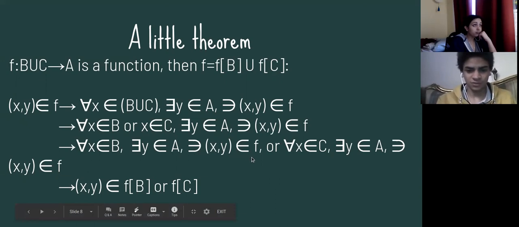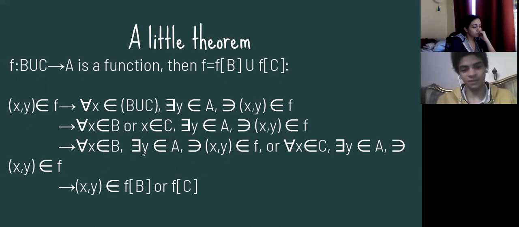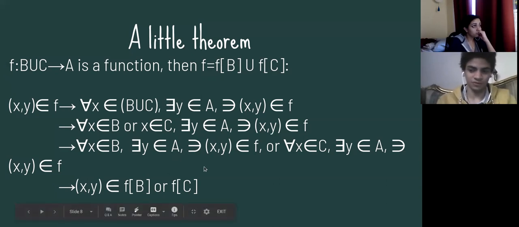If you look at this part, this is exactly the definition of the restriction of f to b. That is, for all x belonging to b, there exists y belonging to a such that (x, y) belongs to f. This is just the same as the restriction of f to b. And the second part, for all x belonging to c, there exists a y belonging to a such that (x, y) belongs to f. This is just the definition of the restriction of f to c.